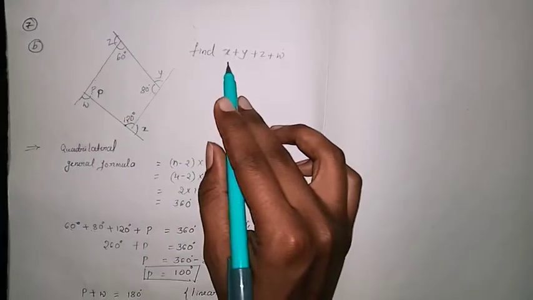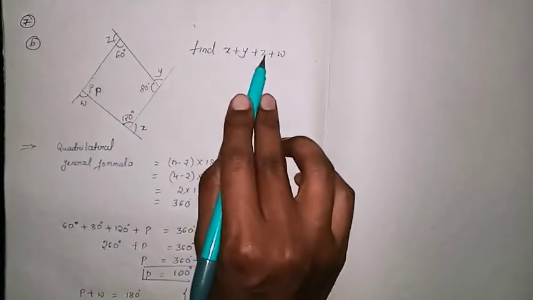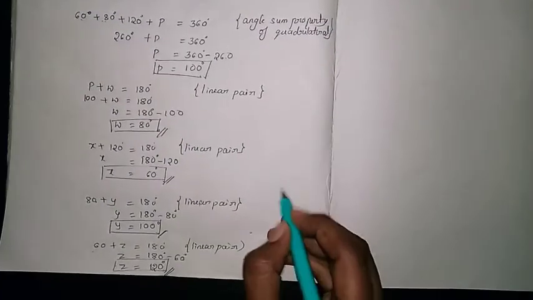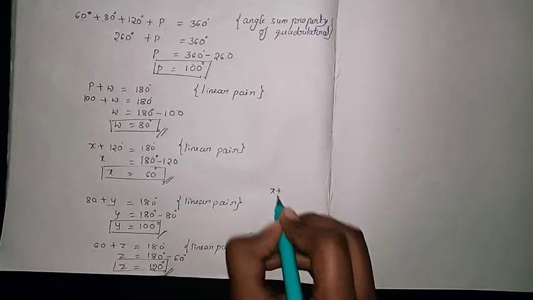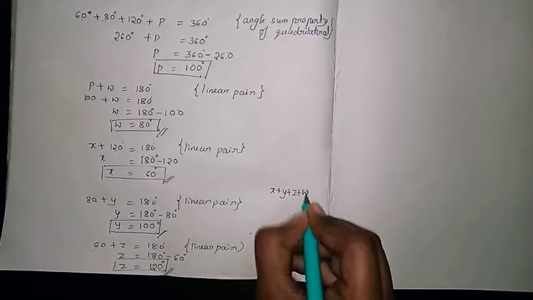But what question is given? You have to find the sum of all the exterior angles, x plus y plus z plus w. That means you have to add all of them here. So we will find that. You write it on the next page or continue there only.